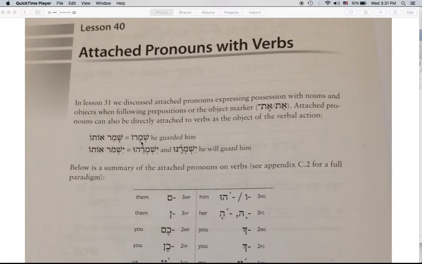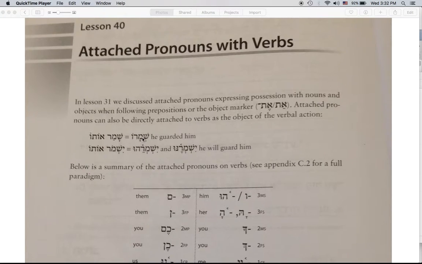Sometimes it can be the subject of the verb. We talked about that with infinitives. It can also be the subject of the verb when it is attached to a nifal verb. But say 90–95% of the time, when we see an attached pronoun at the end of a verb, it is the object of the verbal action.